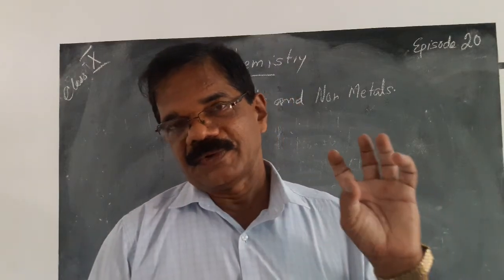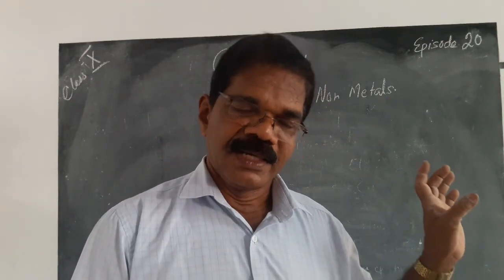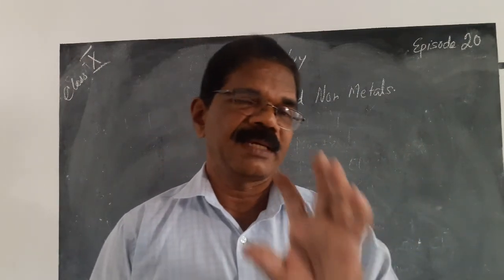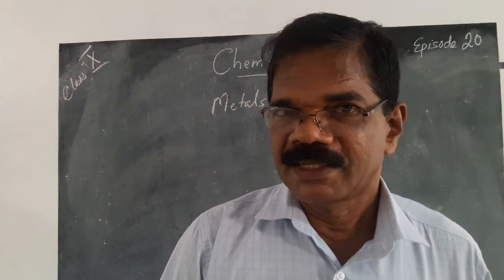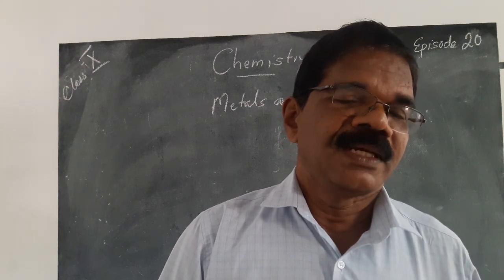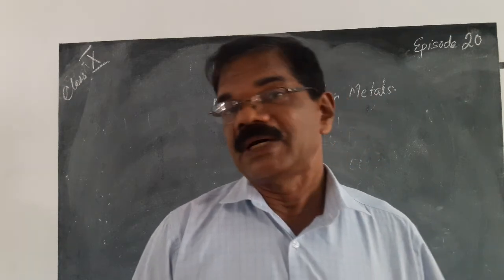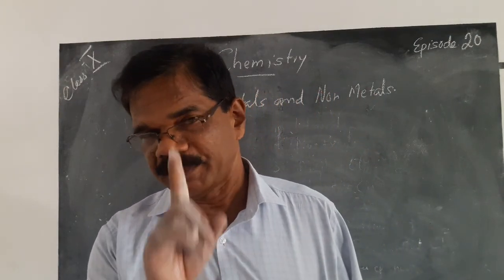So generally, almost all the metals are in the solid state. But in the case of non-metals, they may be in the solid, liquid or gaseous state. In the case of metals, the only metal which is in the liquid state is mercury. Similarly, the only non-metal which is found in the liquid state is bromine.